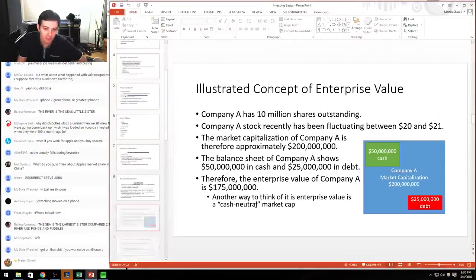The currency adjustments are really important. I'm going to put that in here.